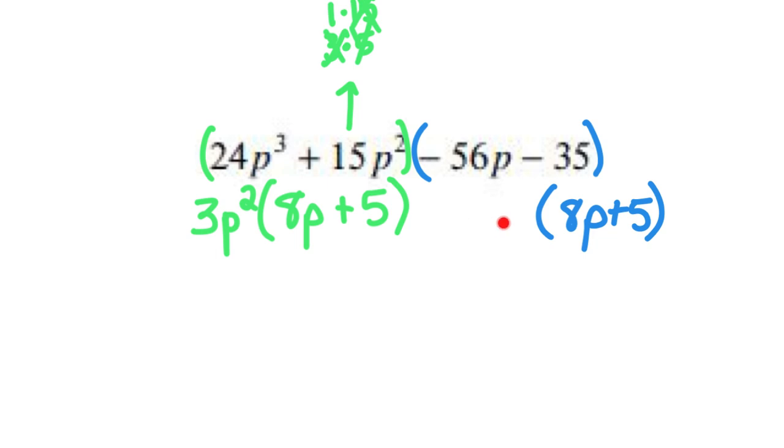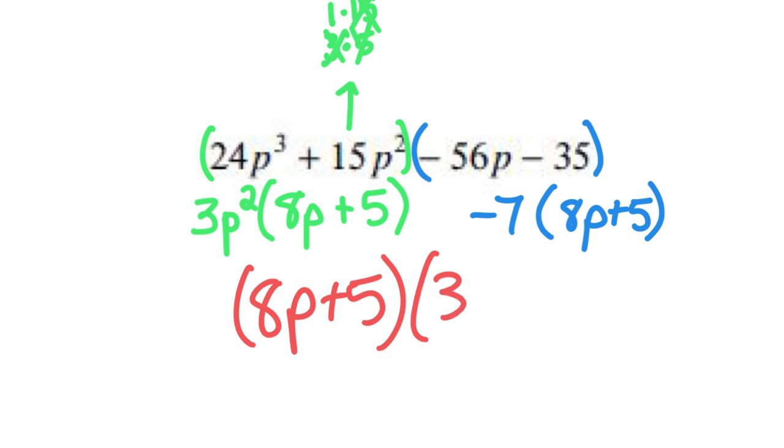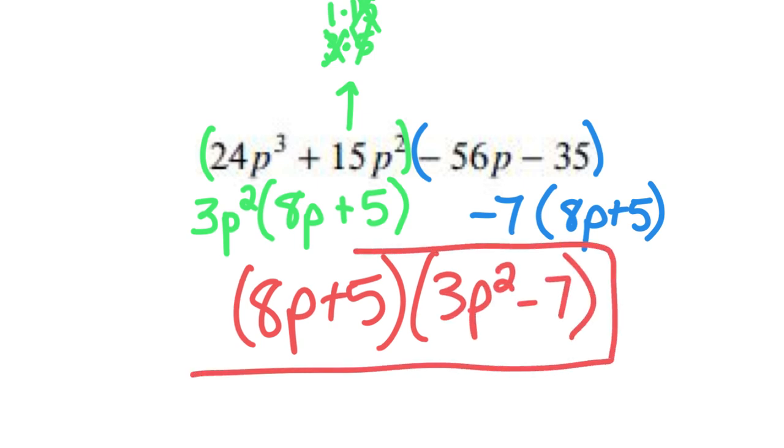So what times 8 would give us a negative 56? Or what times 5 would give us a negative 35? That's negative 7. And so when I go to give my answer to this, I'm going to have an answer of 8p plus 5 and then 3p squared minus 7. The matching piece is the first factor. The leftover pieces are the second one. So here's my match. It goes here. And here are those leftovers. And those go here.